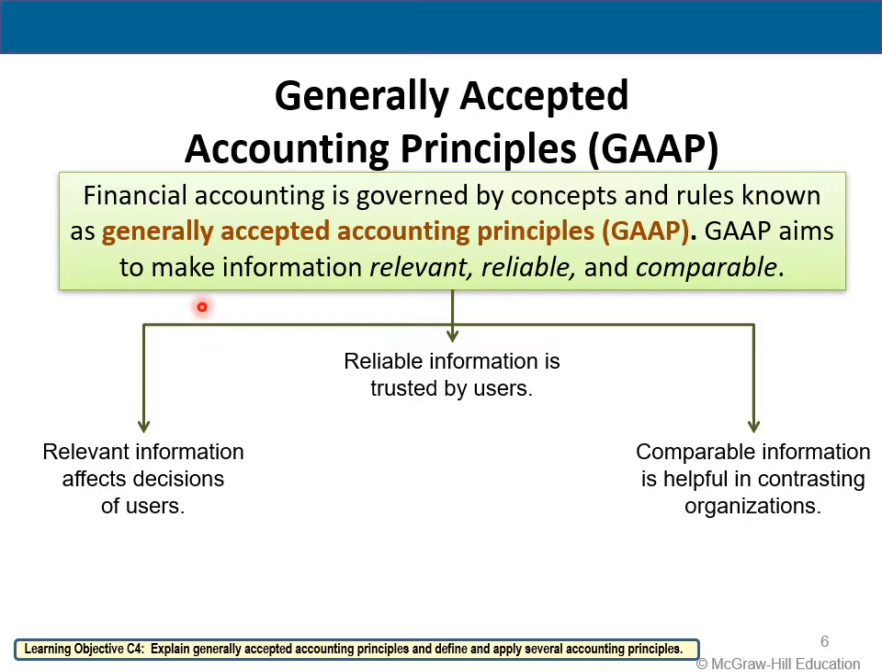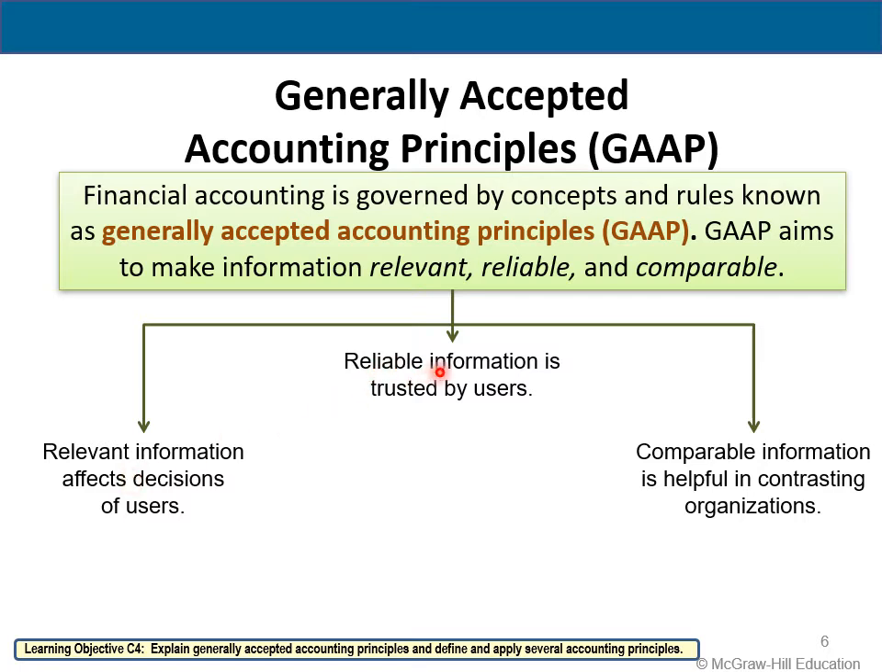So what is the purpose of GAAP? To make information relevant, that is, I have the information needed to make decisions. If I'm a lender, do I have the information needed to determine whether I want to lend money to the company? Or if I am a shareholder, do I have the information needed to determine if I want to sell my shares, or buy more, or keep what I have? So that's relevancy.